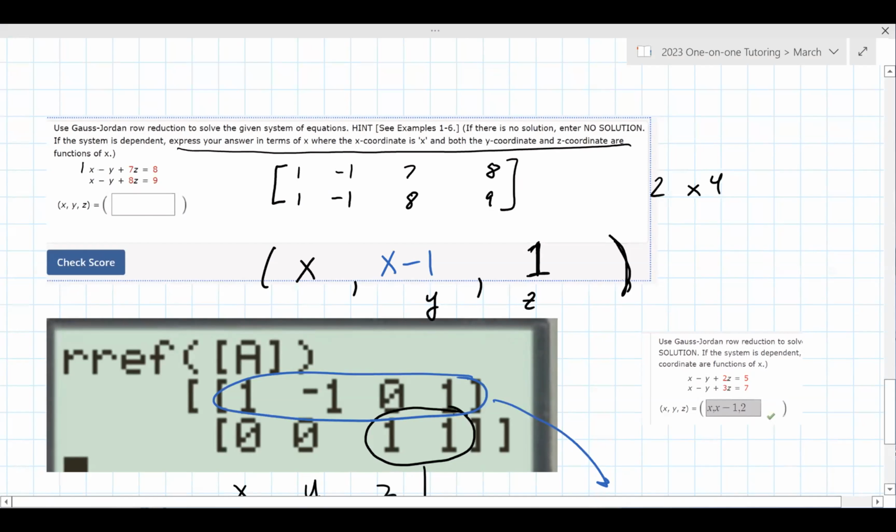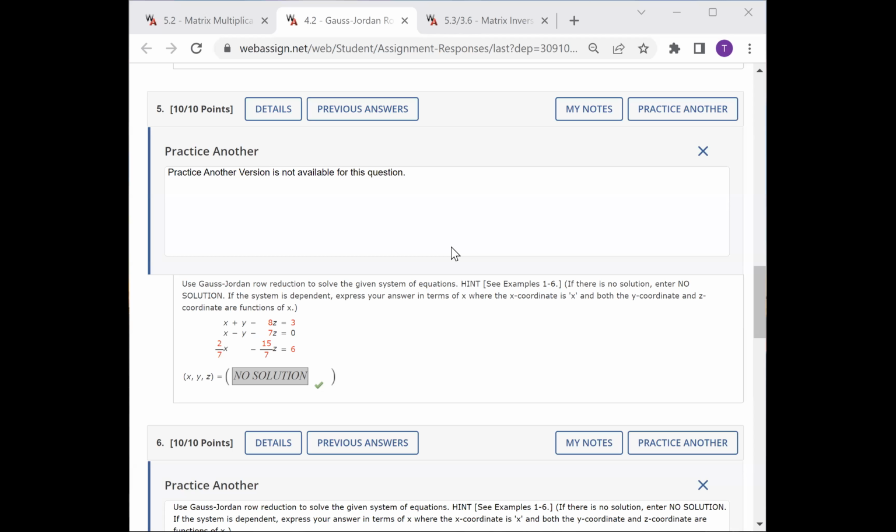This one doesn't have, I can't do another version of it, but it's a very similar question. To which number? Number 5. I'm just wondering, if there's 3 equations, is the use Gauss-Jordan row reduction, and then it says no solution? Oh yeah, there's no solution. Oh, okay. Let's talk about why that is. And let me grab a snip.